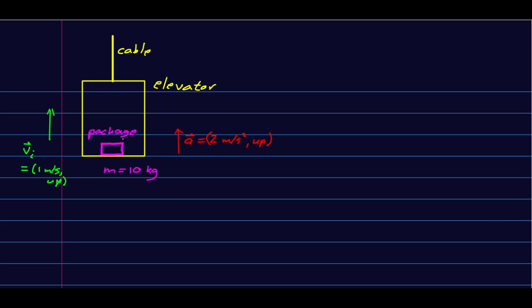We've got an elevator here and a package in it, and the elevator is accelerating at 2 meters per second squared up, and it's initially going 1 meter per second up. And let's figure out what force the floor is exerting on the package. So, again, I'm going to draw my circle around the package and note that the only thing touching it is the floor. And so I will have a normal force and perhaps some sort of friction, although it'll turn out there isn't any. And so I can draw my free body diagram.